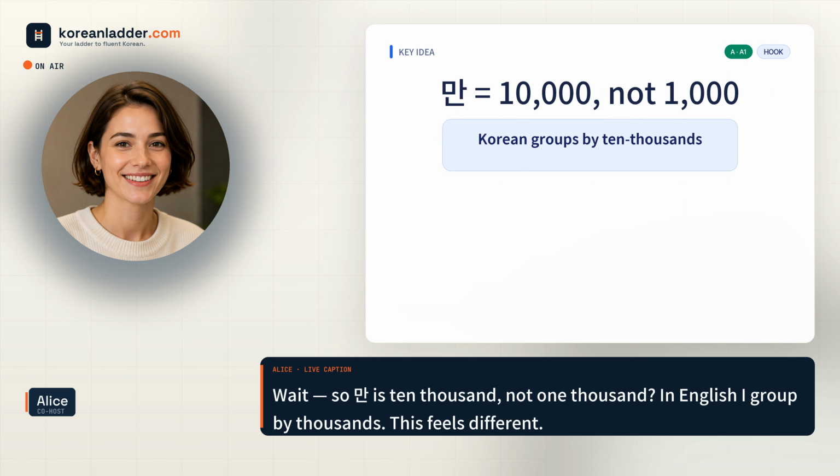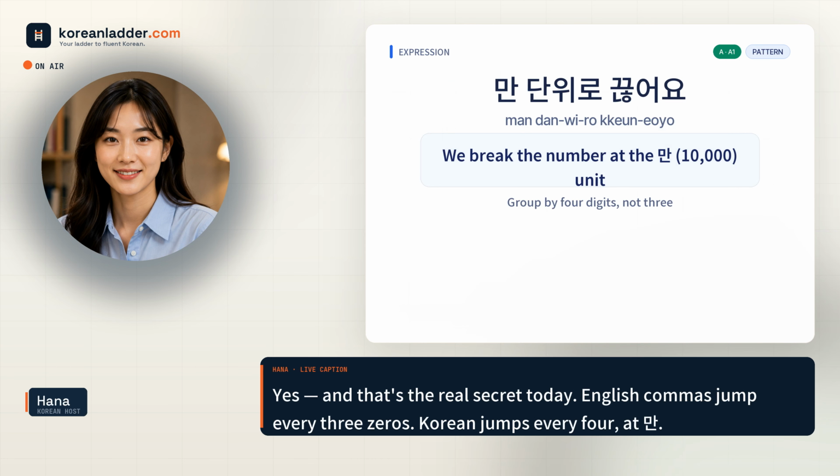Wait, so man is 10,000, not 1,000? In English, I group by thousands. This feels different. Yes, and that's the real secret today. English commas jump every 3 zeros. Korean jumps every 4. At 만.